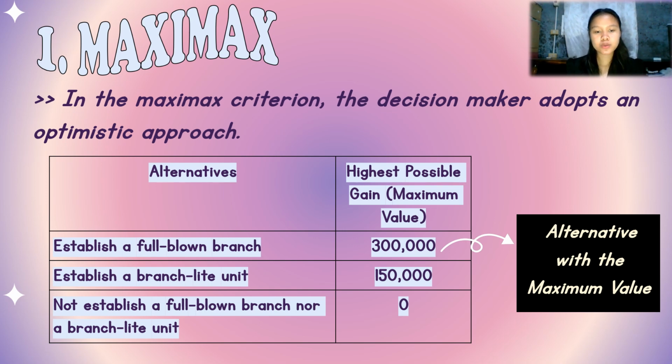Kung titignan yung payoff table ni Miss Salvin Bank, the first alternative has a maximum outcome of 300,000 pesos gain, and the second has 150,000 gain, and the third has 0. Dito, yung pipiliin niya is yung alternative na may highest possible gain, which is the establish a full-blown branch na may 300,000 pesos na value.